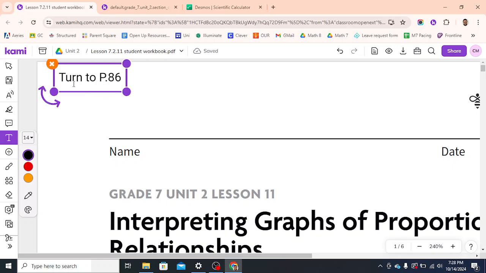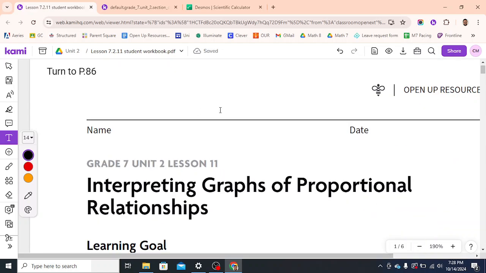All right, turn to page 86, please, in your math workbook. Today we're going to be looking at grade 7, unit 2, lesson 11. And again, we call that lesson 7.2.11. Now, the last lesson that we did was talking more about graphs, and we're going to continue with that understanding. It says interpreting graphs of proportional relationships.